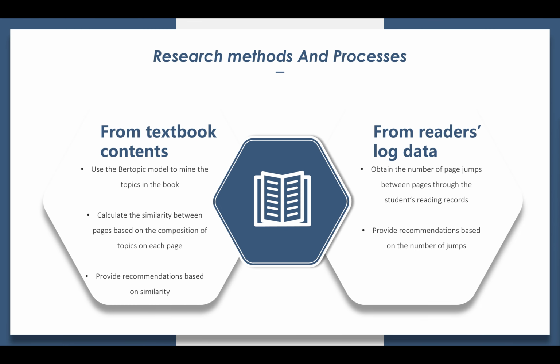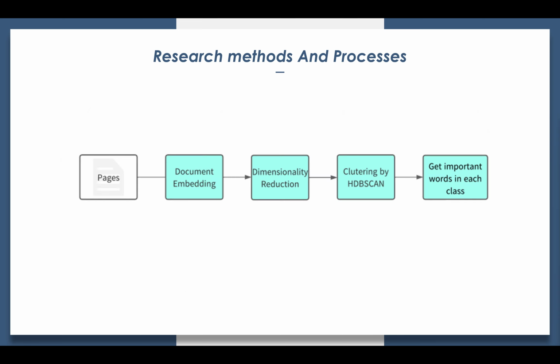We mainly consider two dimensions to provide page recommendations. The first is to mine the theme composition of each page from the content of the textbook and provide recommendations based on the similarity between pages. The second is to mine the relevance between pages from students' reading records to provide recommendations. For finding the similarity between pages, we introduce the per topic model.